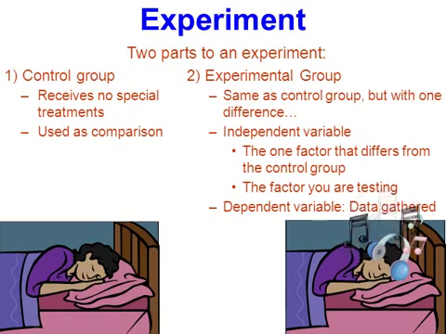So anytime you're gathering data in a science experiment, maybe you're measuring the heart rate of people, maybe you're measuring the blood pressure of people, anytime you're measuring something numerical, that's going to be your dependent variable. Let's move on to this situation in a little more detail.